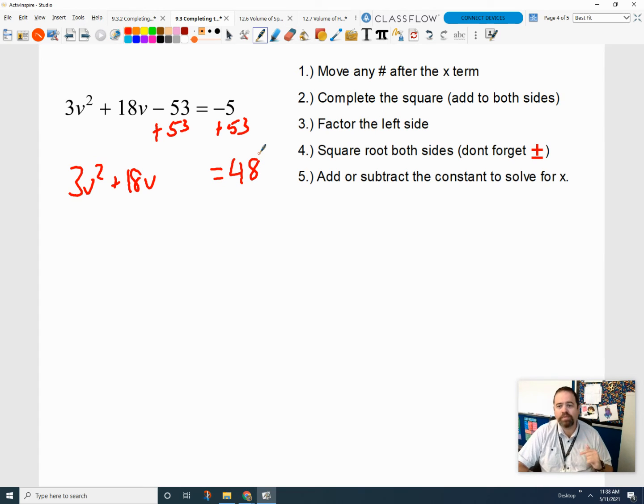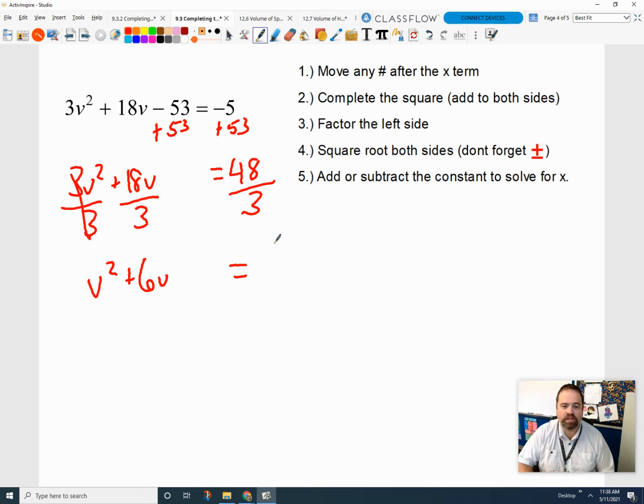Now, to be able to complete the square, your leading term, your v squared, x squared, y squared, whatever that squared term is out front, has to start with a 1. I can't have coefficients in front of the squared term and do this completing the square process. So I'm going to divide out that 3 from everything. When I do that, that leaves my v squared, 6v. I still have that hole there that I'm going to have to fill in, and then 16 on the right. Right? Everything divided by 3. Sometimes, most of the time, those will work out nice like that. The second half of this lesson is where they don't.